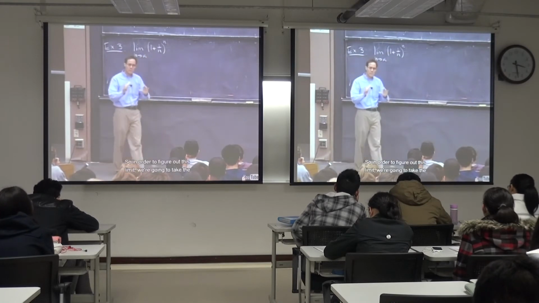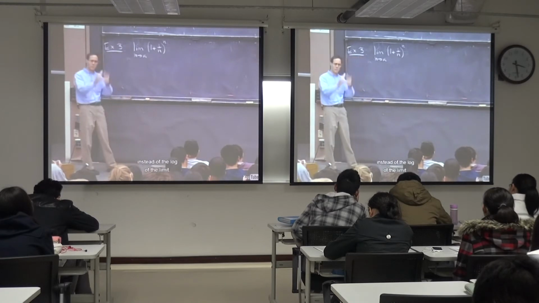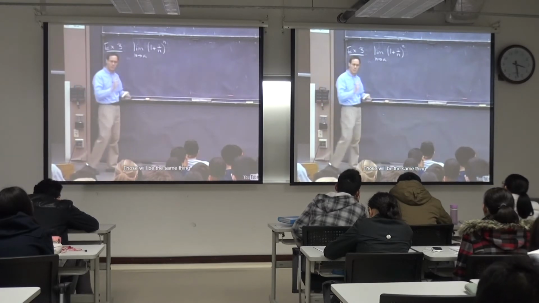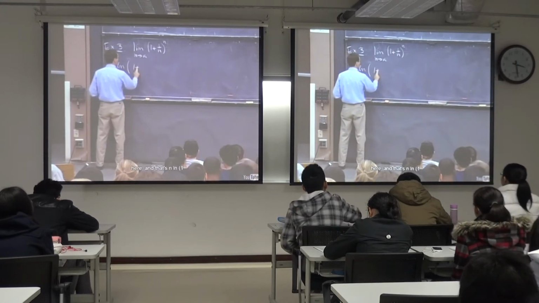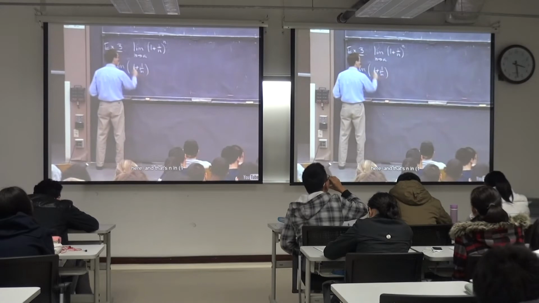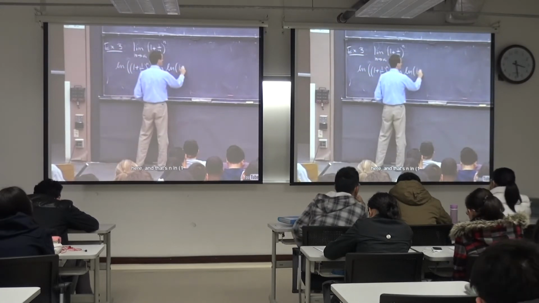So in order to figure out this limit, we're going to take the log of it and figure out what the limit of the log is instead of the log of the limit. Those will be the same thing. So we're going to take the natural log of this quantity here, and that's n log (1 plus 1 over n).